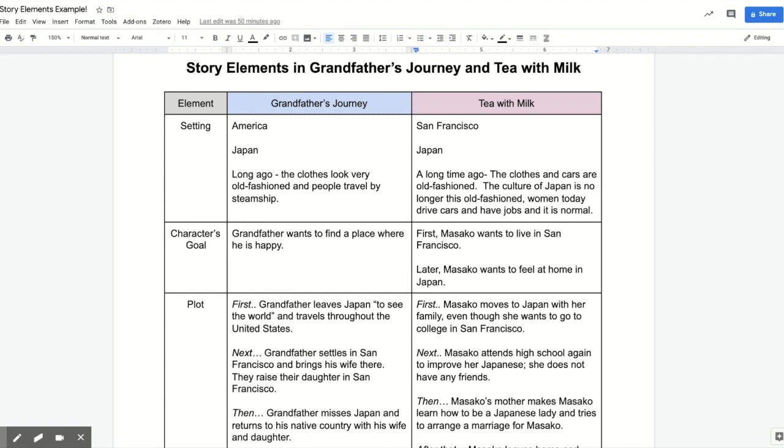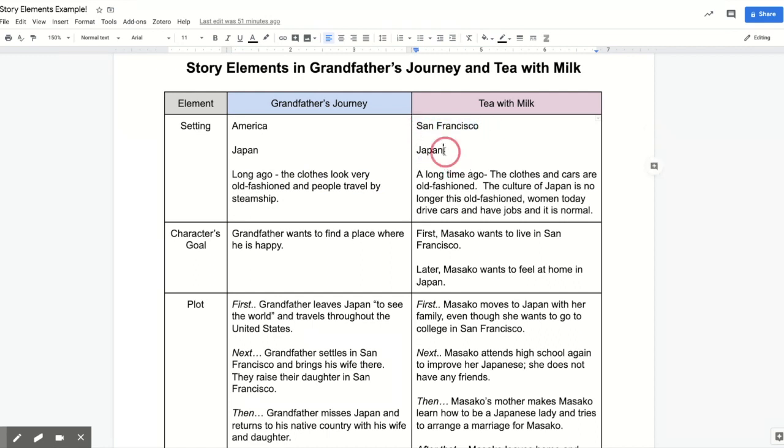So in Grandfather's Journey, we see that the setting of where the story took place goes from America to Japan. So I noticed that some of us were a little confused and thought that he also traveled to Europe, but that's not specifically stated in the text. Okay, so what we know is America, Japan, and long ago, because again, setting also refers to time. We know that it took place long ago because the clothes look very old-fashioned and people traveled by steamship, right? Now with Tea with Milk, the setting is in San Francisco.